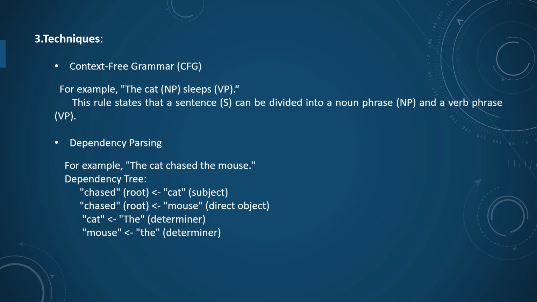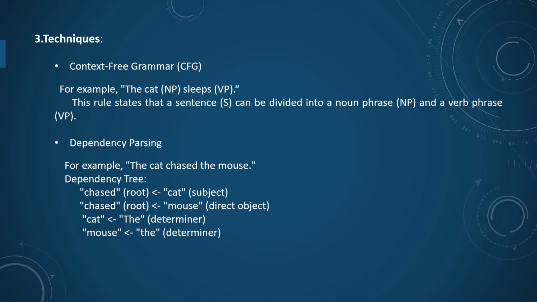There are various techniques for syntax analysis. The first one is context free grammar, CFG. CFGs are often used to represent the syntax of a language. They consist of rules that define the structure of the sentence. For example, the cat sleeps. This rule states that a sentence can be divided into noun phrases and verb phrases. Here, the cat is a noun phrase and sleeps is a verb phrase.